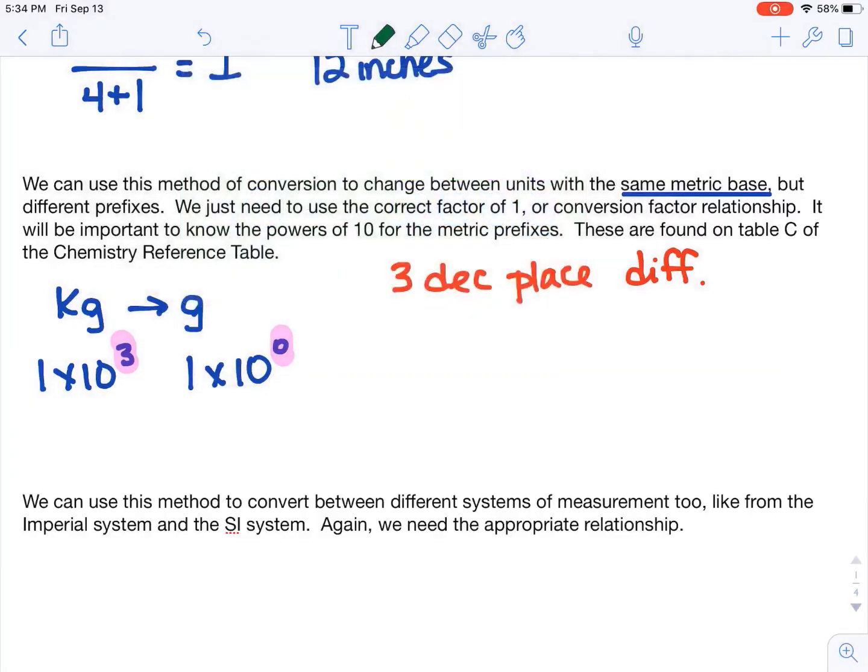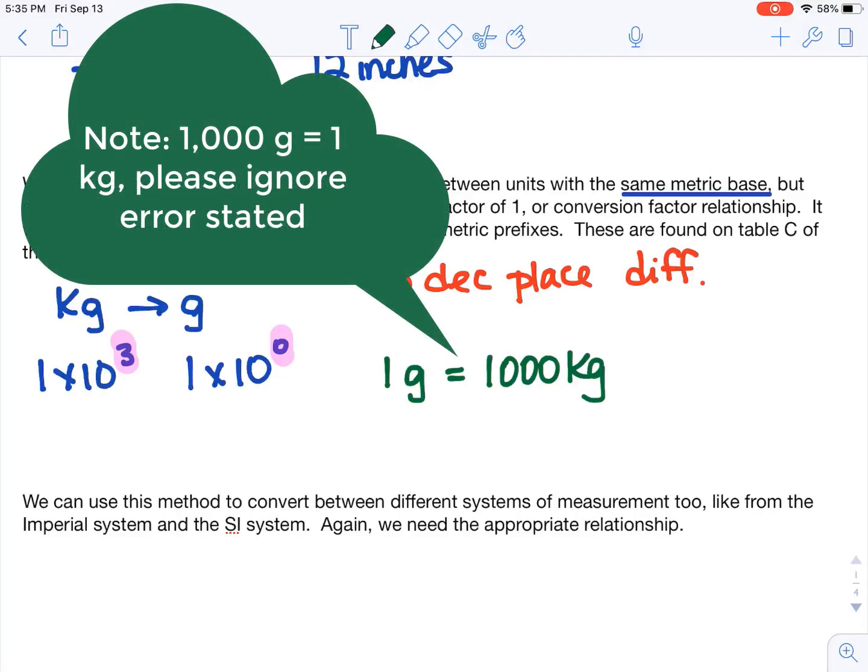So another thing that's important, right, is if we know that 1 gram is equal to 1,000 kilograms, that's another equality, very similar to what we were talking about above. So again, we can use these kinds of relationships to create proportions that are equal to 1. So again, a factor of 1.